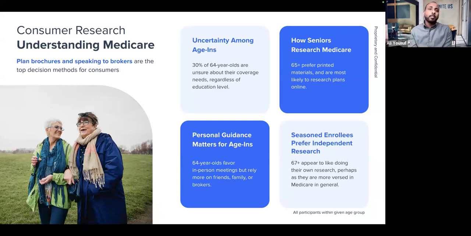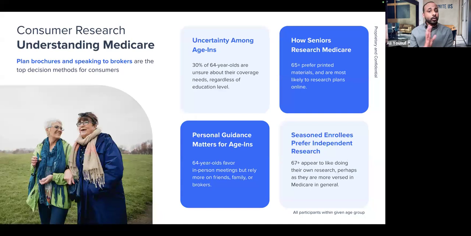So starting with the left-hand box, in the upper left corner, you can see that 30% of 64-year-olds, so those that are aging into Medicare, were unsure of the coverage they want or need. This was regardless of their education level, which really shows that there's a clear gap in understanding of Medicare there. And they also prefer personal guidance when selecting a plan. They do prefer meetings, enjoying talking to family, friends, and brokers as well. So the Asian population really values that personalized touch. If you are targeting that new to Medicare population, it's really important to have that personalized outreach for them.